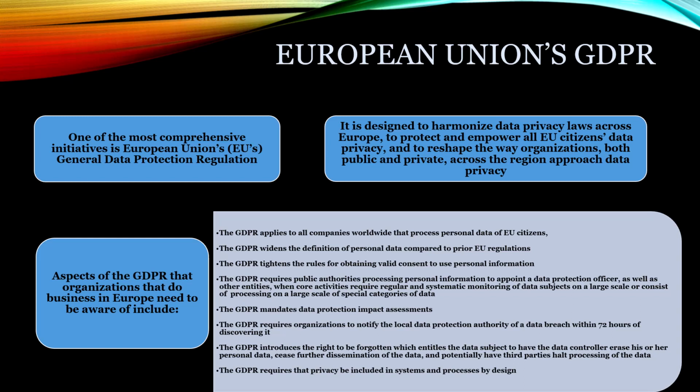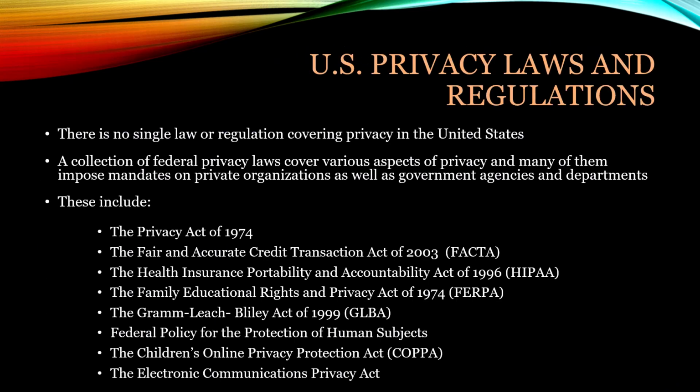Again, these are rules that are still growing and still being reshaped. Here we have U.S. privacy laws and regulations. You're going to notice a lot of them are fairly old. We have things like the Privacy Act of 1974, which specifies federal agencies must follow specific rules for collecting, use, transfer, and disclosure of individuals' PII.